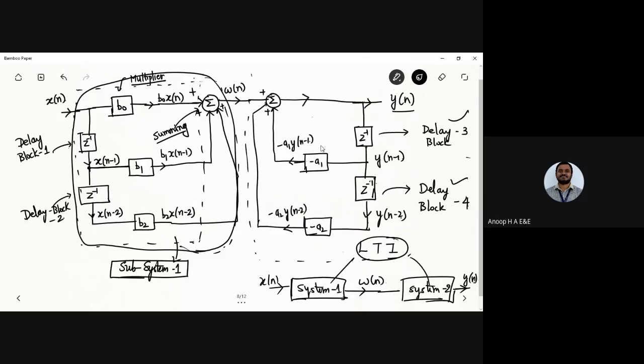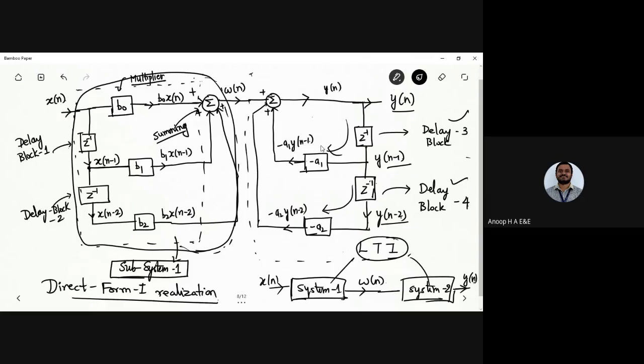As I already told you, this is the output, y of n again. I'm taking an output here as y of n, and I'm delaying it by one block, which gives y of n minus 1, delayed by 1 unit, and delaying it by one more unit gives rise to y of n minus 2. Now this form of realization is called direct form 1 realization.